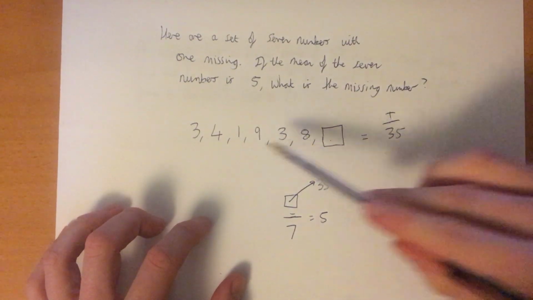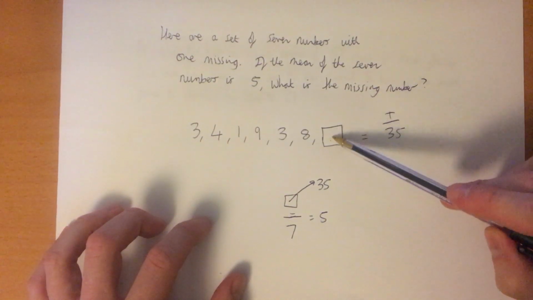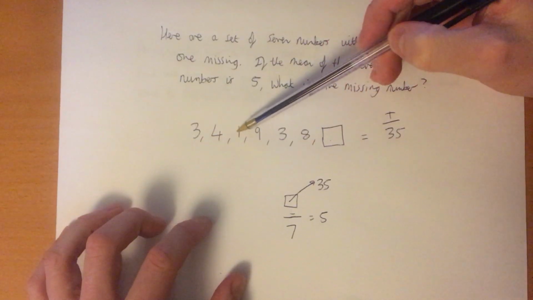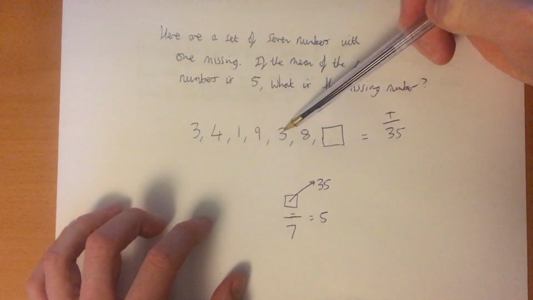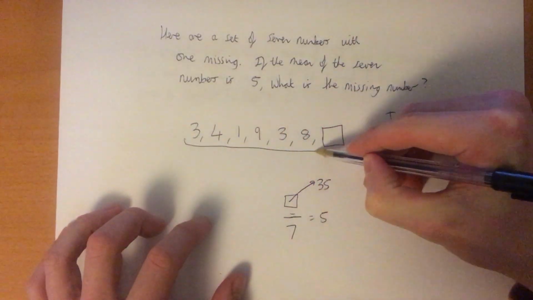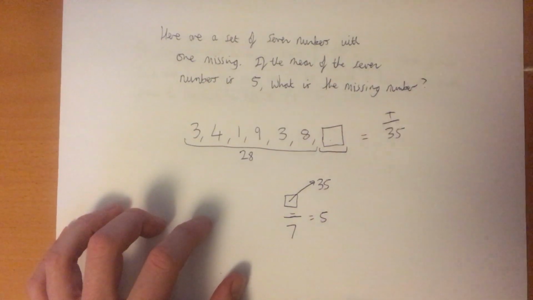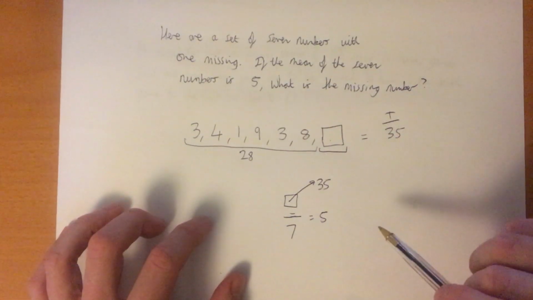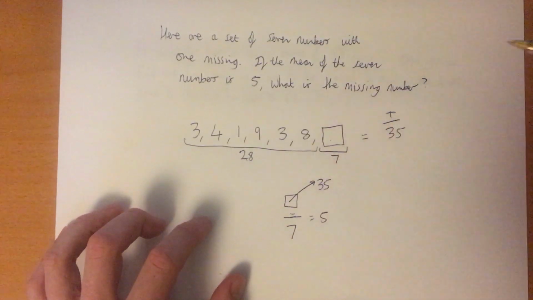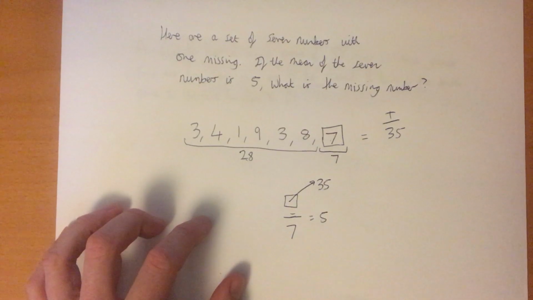So if all of them add together to equal 35, let's work out what the missing one's going to be. So 3 plus 4 is 7, 8, 17, 20, 28. So far, we're on 28 here. And this missing one here, that's going to get us to 35. So 28 plus 7 is 35. So our missing number is going to be 7 here.